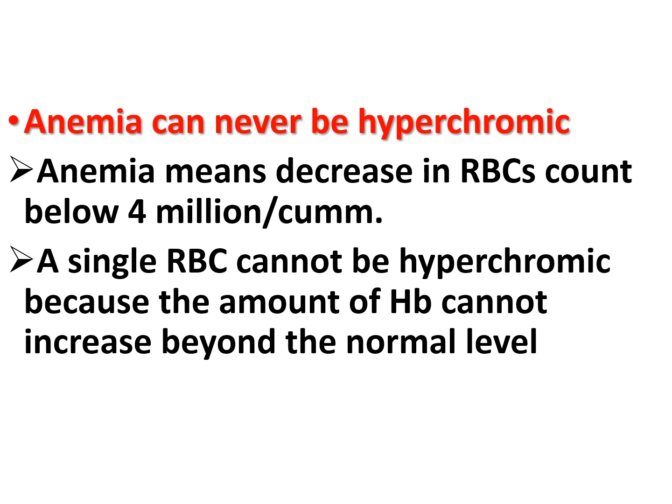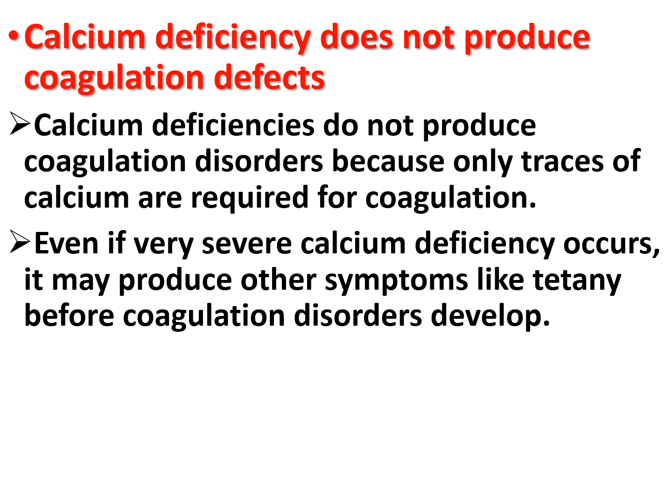Anemia can never be hyperchromic. Why? Anemia means a decrease in RBC count below 4 million per cubic millimeter. A single RBC cannot be hyperchromic because the amount of hemoglobin cannot increase beyond the normal level. Then, calcium deficiency does not produce coagulation defects, because only traces of calcium are required for coagulation. Even if very severe calcium deficiency occurs, it may produce other symptoms like tetany before coagulation disorders develop.